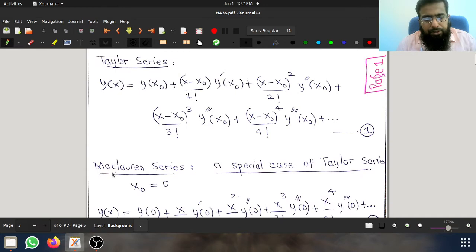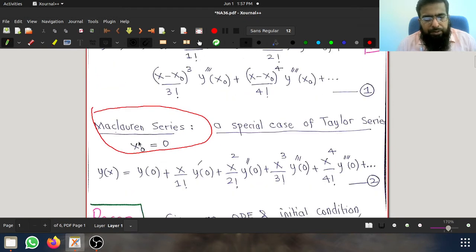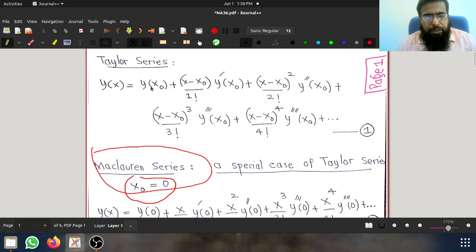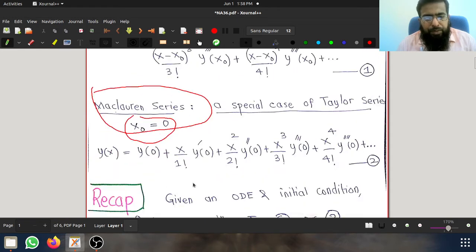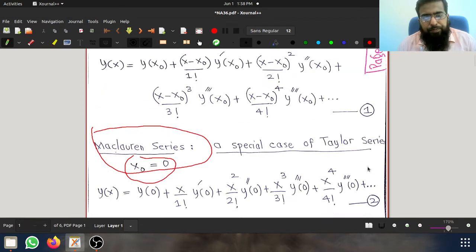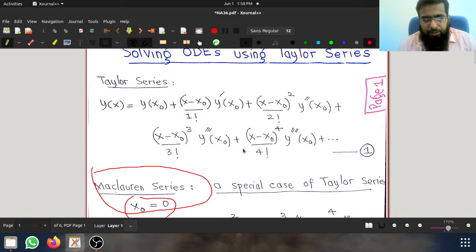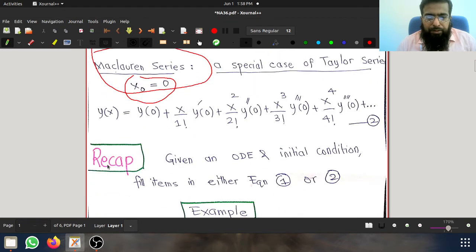In our last lecture we also studied a special case of the Taylor series where x naught is equal to 0. We call it the Maclaurin series, and this is actually the same Taylor series with the difference that now x naught is 0. So if you put 0 in place of x naught in this series, we come up with this new series, which is a special case of the Taylor series, and we call it equation number 2. Whereas this first equation, the equation of Taylor series, we call it equation number 1.